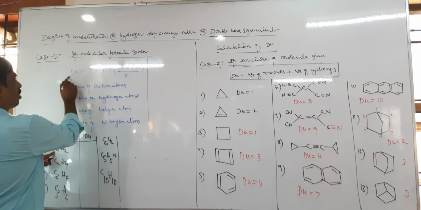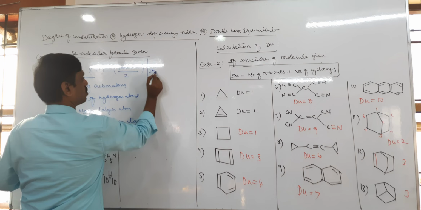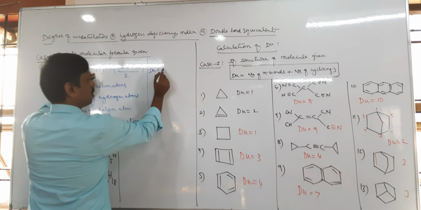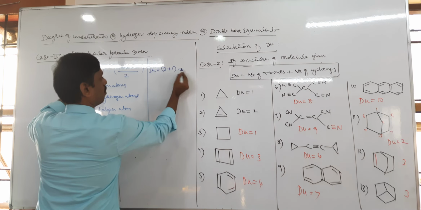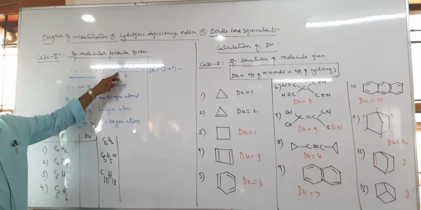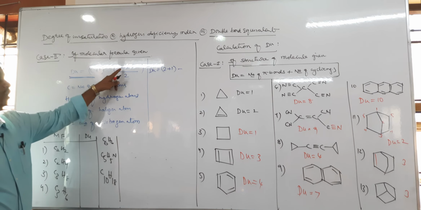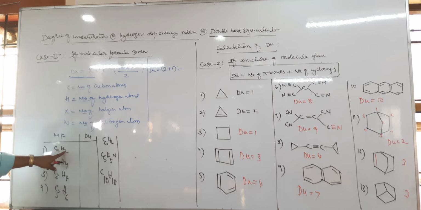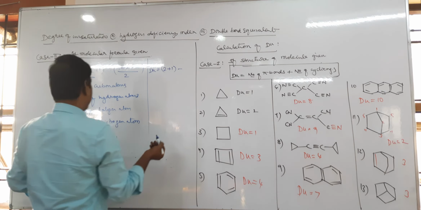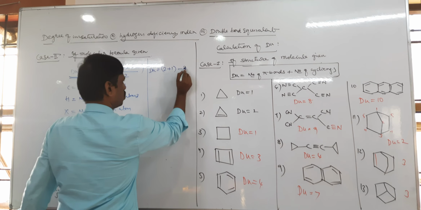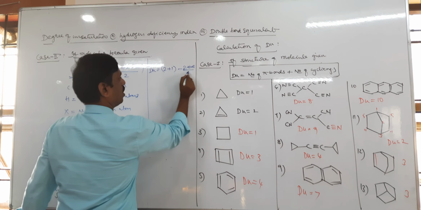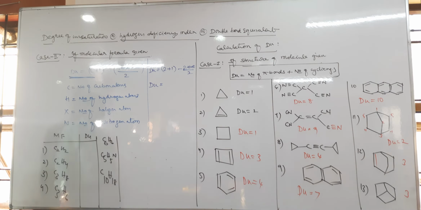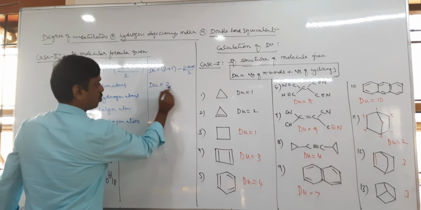So this is the formula, no? For the first one, DU equals C plus 1, that is 2 plus 1, minus the number of hydrogen plus halogen, subtract nitrogen. There is no halogen and no nitrogen, only hydrogen. How many hydrogen? 2 plus 0 by 2. Tell me, what is DU equal to? So DU equals 2, right?